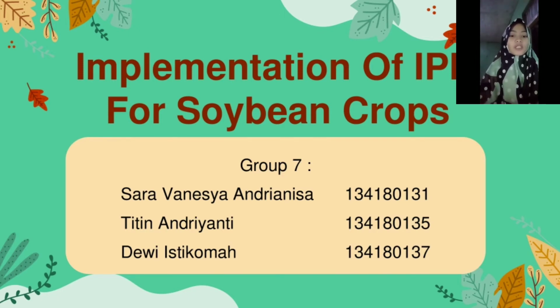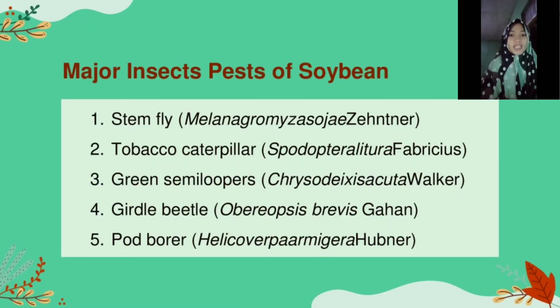Beforehand, I will introduce our group members. My name is Dewi Istikomah with student number 137, Sara, Vanesya, Andrianisa with student number 131, and Titin Andriyanti with student number 135. In this discussion, we will first find out about major insect pests of soybean.